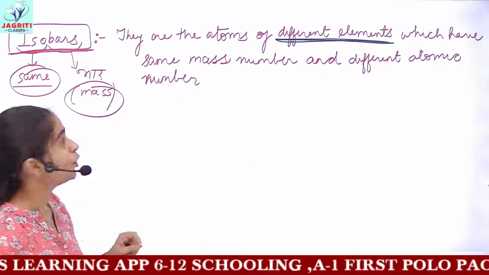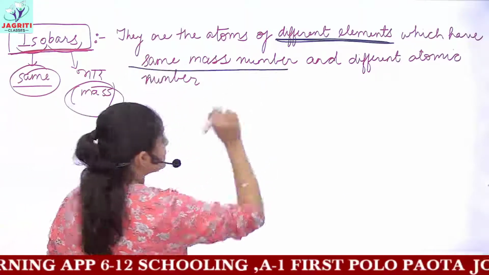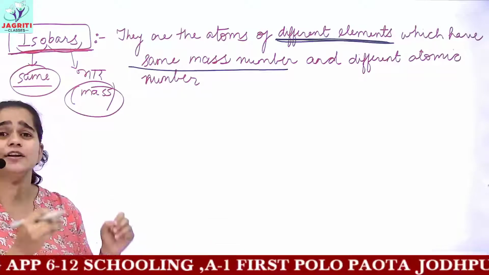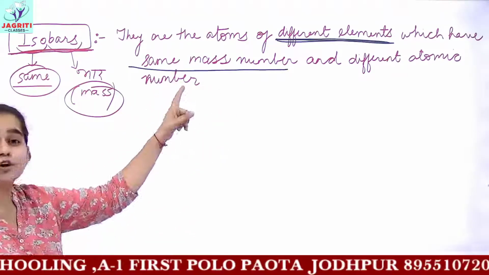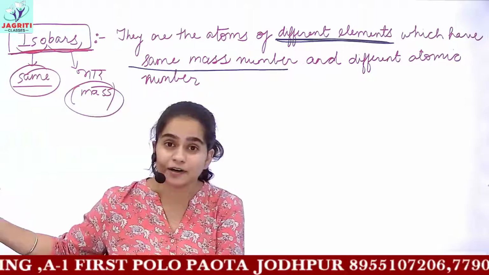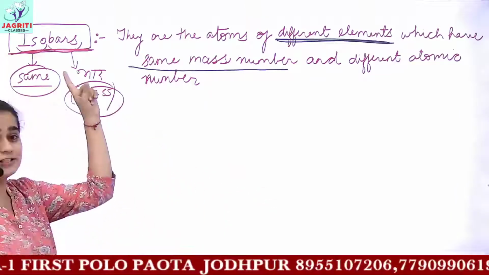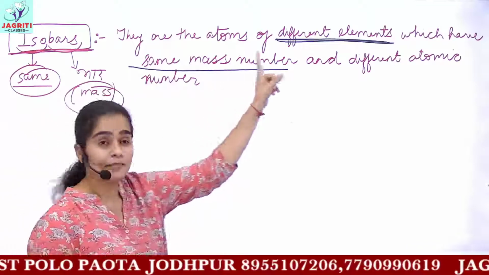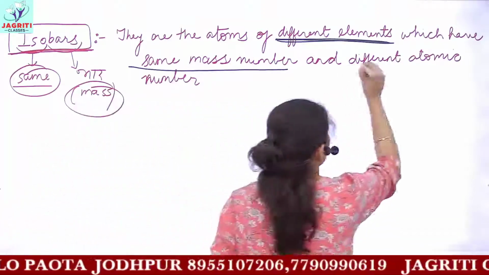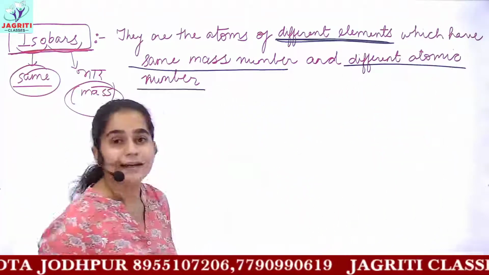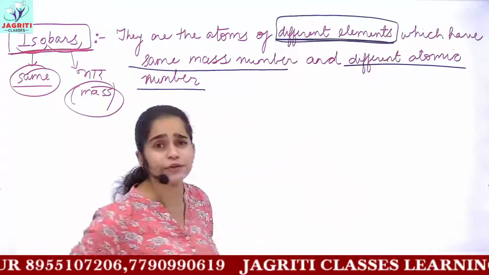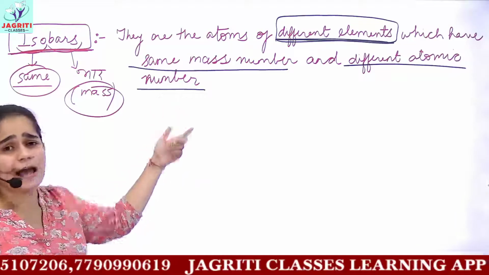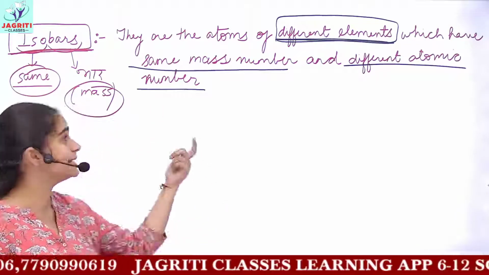Then the next important term here is they have the same mass number, which is opposite or reverse to the definition we studied about isotopes. Isotopes had the same atomic number. And here we are talking about isobars which have the same mass number. So their atomic number would be different. Obviously, if they belong to different elements, then they would have different atomic number and the same mass number.